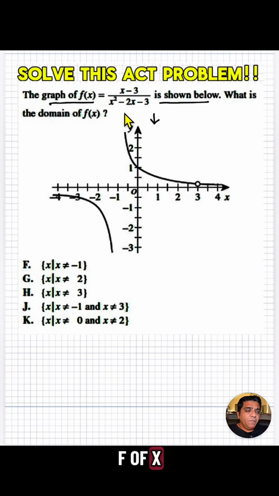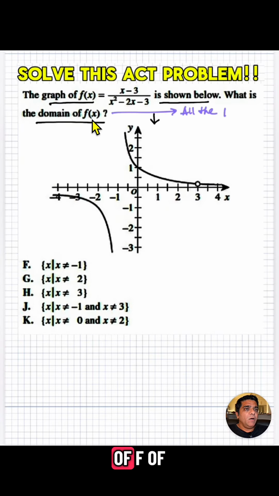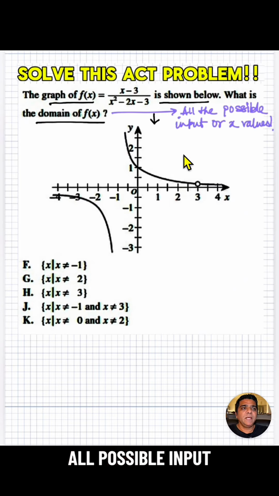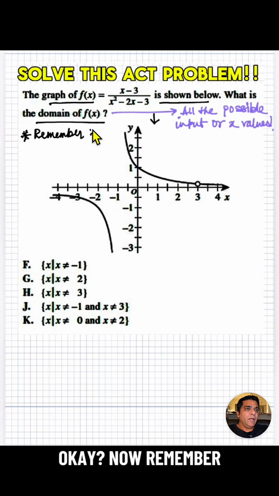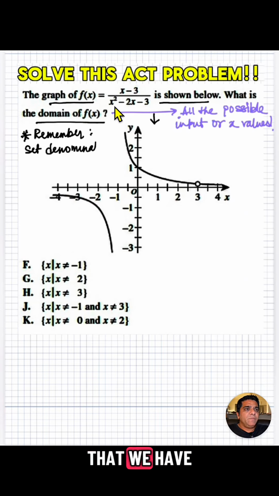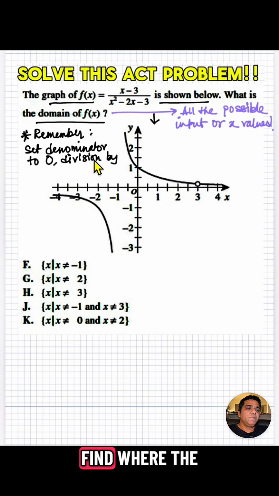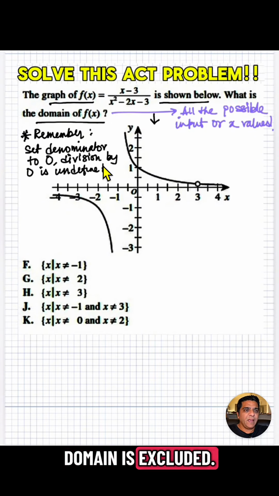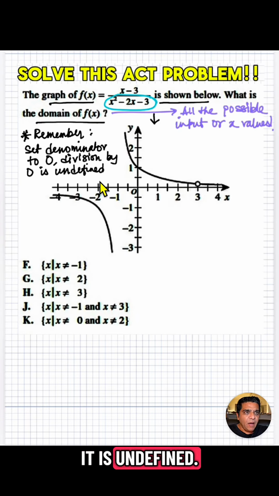The graph of f of x is shown below right here. What is the domain of f of x? So if you remember, domain is all possible inputs, the x values, whatever inputs that you can possibly make. Now remember one thing: we have to set the denominator equal to 0 in order to find where the domain is excluded, because division by 0 is not allowed, it is undefined.